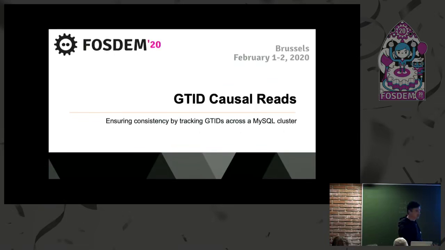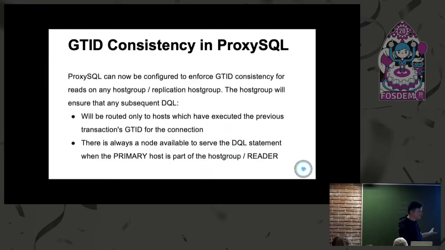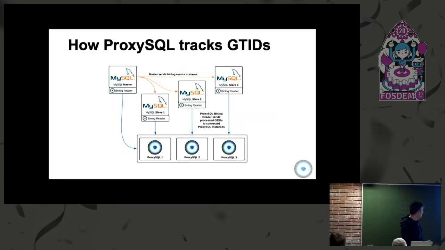So, GTID causal reads. I'm just going to touch on this feature. Has anybody here worked with the GTID causal reads in ProxySQL or is familiar with it? Okay. This is a presentation in itself, but I'll just try and give you an overview of the feature. The way it works is we'll set up ProxySQL as we normally do. We also have to deploy an additional component called the binlog reader.